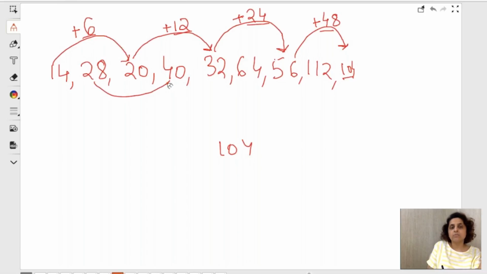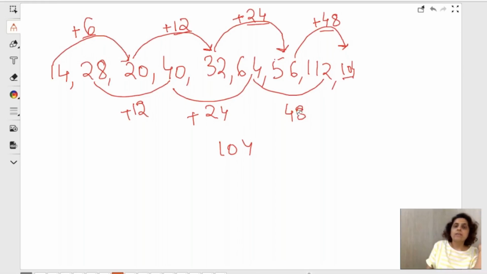As we can see, the difference between these two is plus 12. Same way, the difference between these two is 24. From 12 the difference has increased to 24. The difference has doubled now. Same way, the difference from 64 to 112 would be 48. So it's like we have two series clubbed together. We are taking the alternate terms of the series where the difference is 6, 12, 24. So the difference is increasing by doubling. All right. So this is how we get the next number, that is 104.